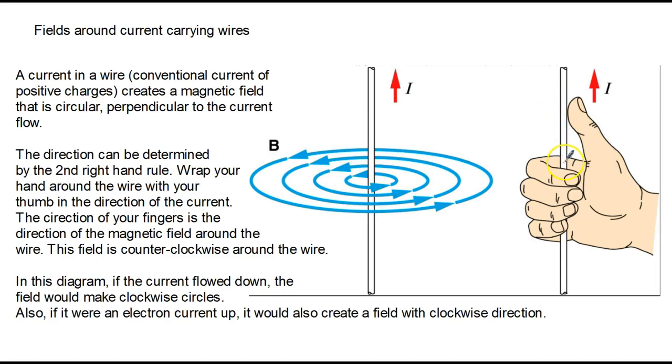And we get that by wrapping, or imagining that we wrap, our hand around the wire with our thumb in the direction of the current. The direction of our fingers indicates the direction of the magnetic field line. Okay? In this diagram, if the current flowed down, if instead of I being up, I was down, the field direction would switch. These little arrows would be going the other way. Also, if we had an electron current up, it would create a field that was clockwise, opposite the direction of this. So for negative things, if you have to find the direction of the field caused by an electron current, use the right-hand rule and then change the direction.